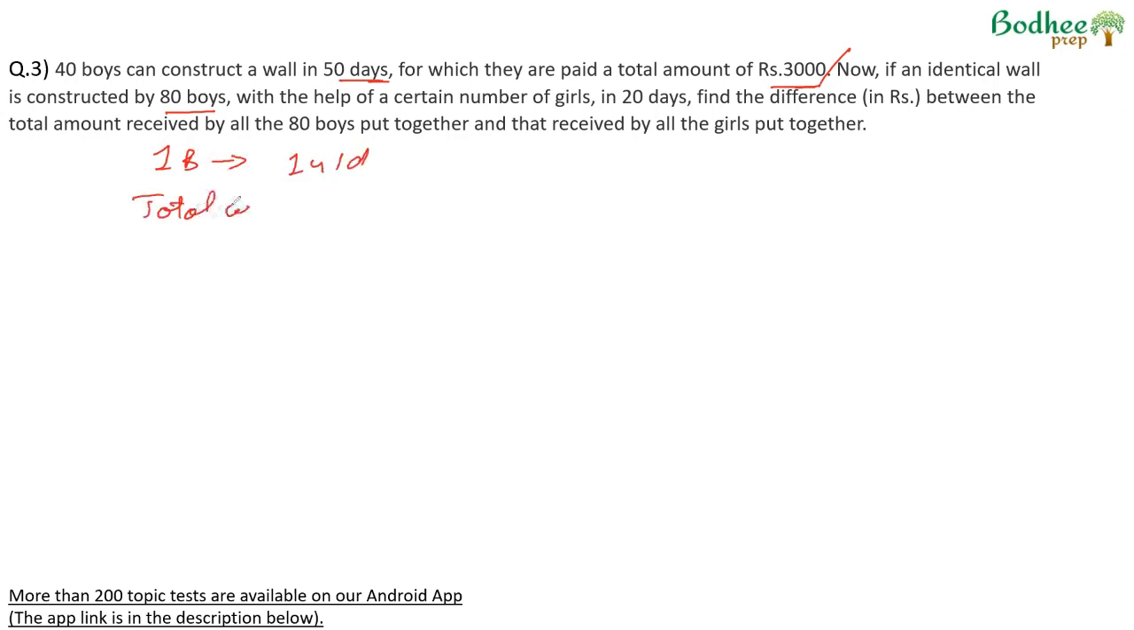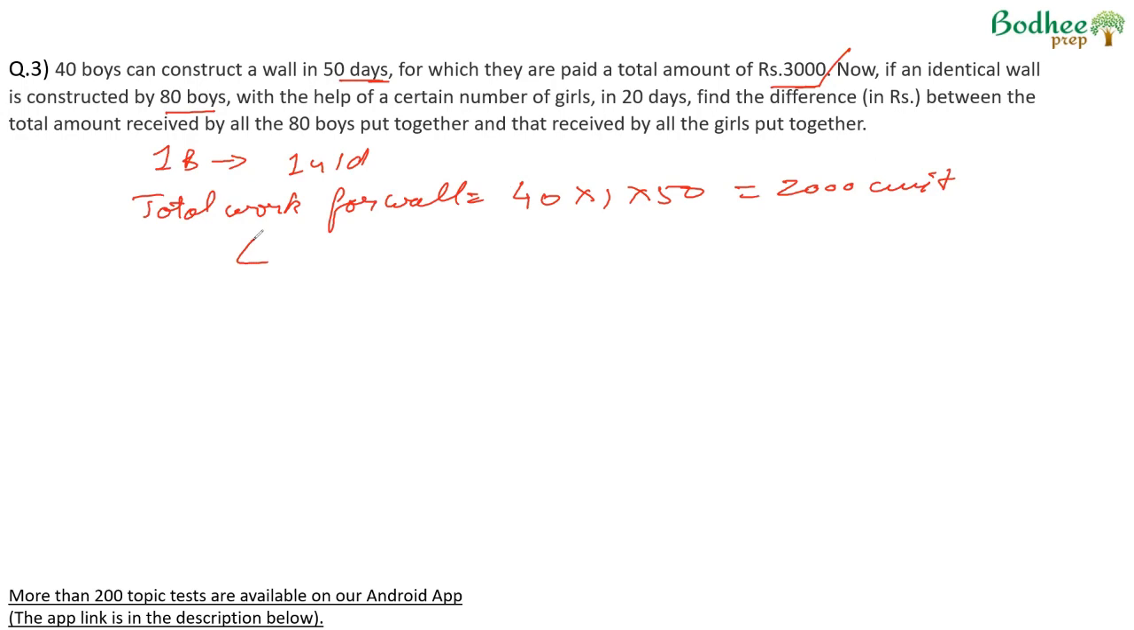Now, if we say that one boy does 1 unit per day, what is the total work for the wall? Total work for the wall will be 40 boys doing 40 into 1 units per day, and they will work for 50 days. Number of boys, amount of work done per day, and number of days required. So 2000 units. This is what the wall requires to get made.